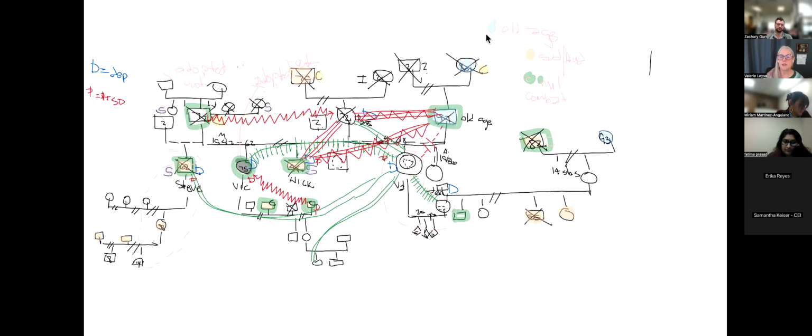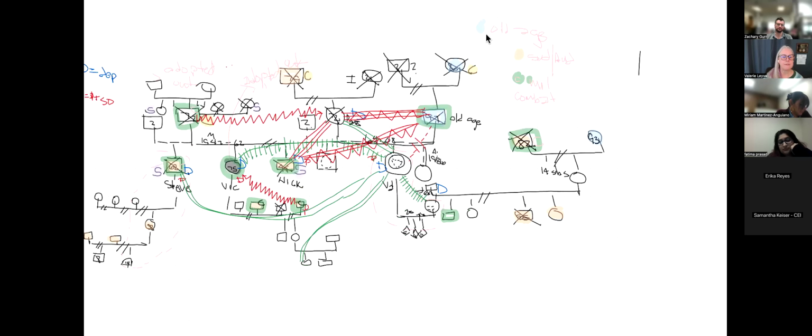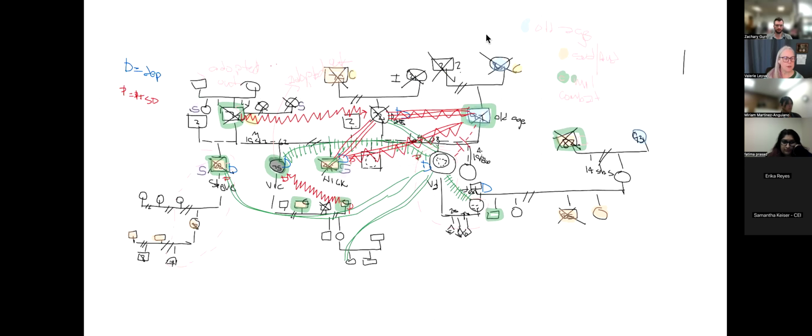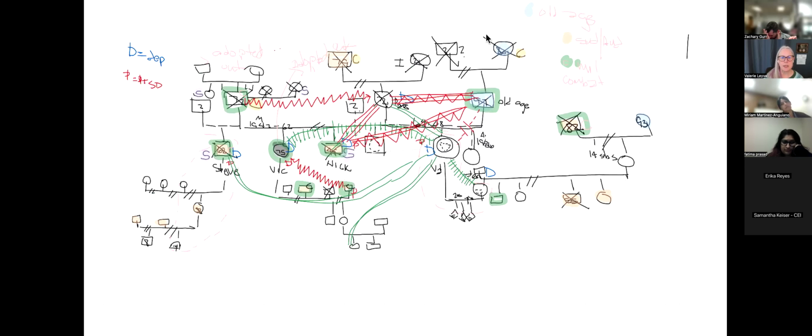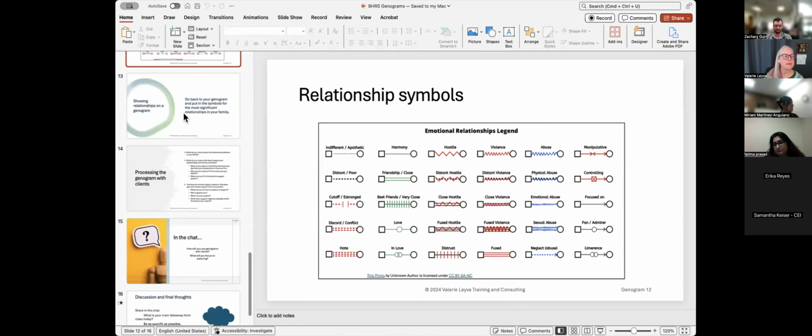So you can see that, if this was your index client, you would see the different kinds of relationships and patterns in the family. Interestingly, my sister grew up in this household with these two parents. She's a good bit older than I am, and witnessed domestic violence of her dad towards her mom. And no surprise that her first husband was violent towards her because she replicated the pattern that was in her family of origin. So I'm going to stop sharing here and go back to the PowerPoint and talk about how to process this with clients.